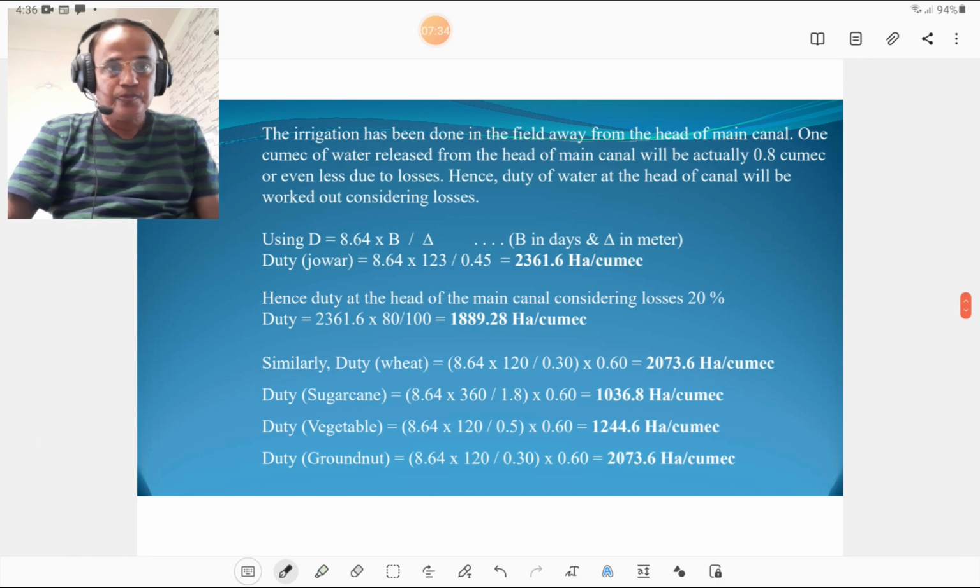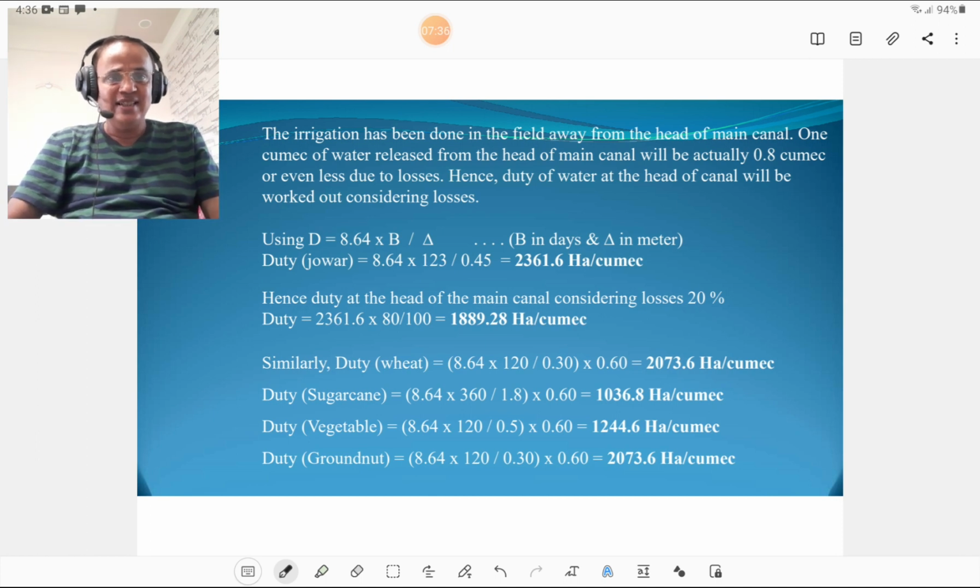The irrigation is done in the field away from the head of main canal. It is quite natural, because irrigation is away from the head of main canal, so there are certain types of losses. So 1 cumec of water released from the head of main canal will actually be 0.8 meter cube per second or even less due to losses.